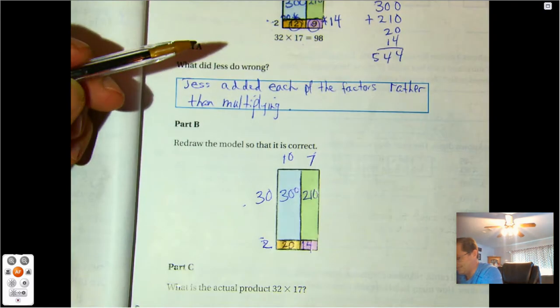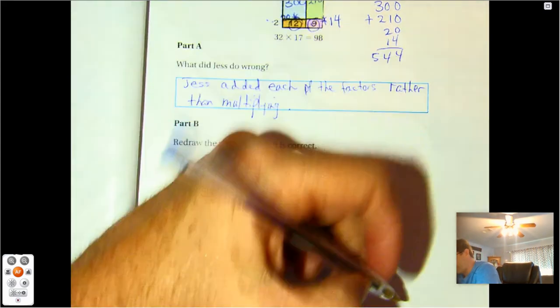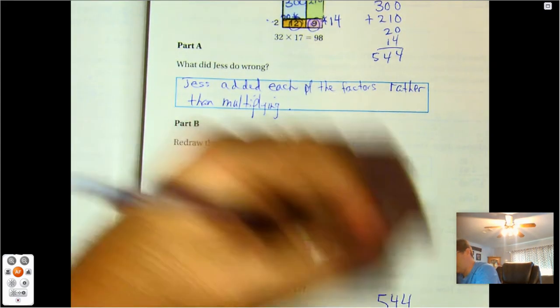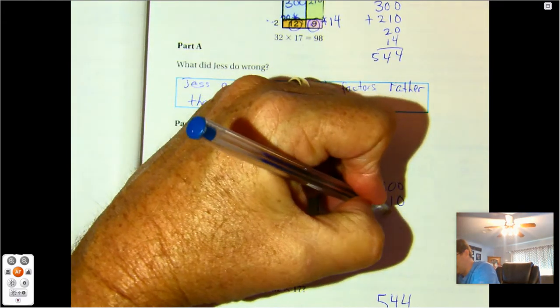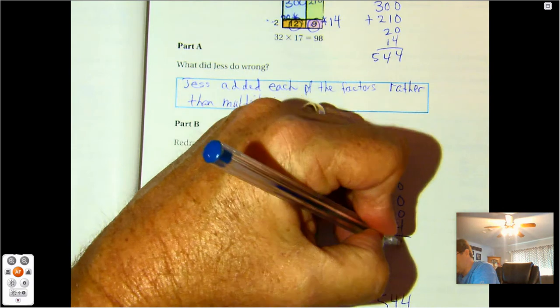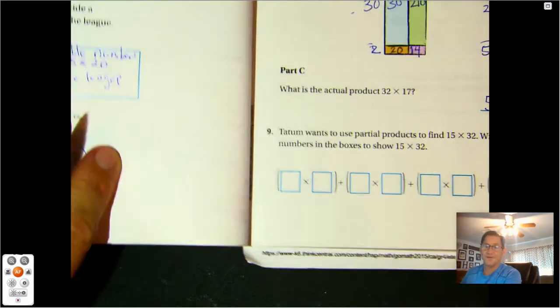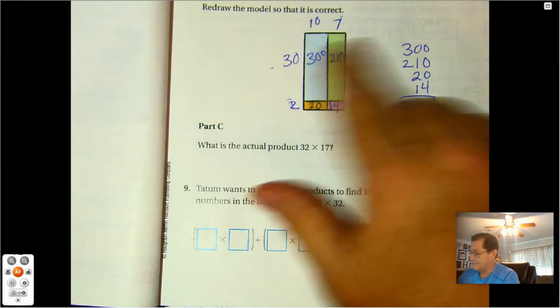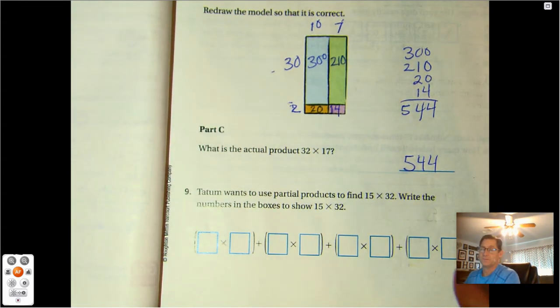So what is the actual product of 32 times 17? 544. So again, we did 300 plus 210 plus 20 plus 14. 544. So very important not to add these numbers. These are multiplication. Okay, the reason we broke them apart was to make the multiplication facts easier to do.